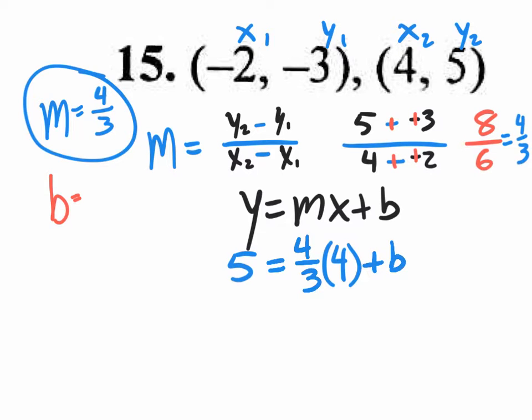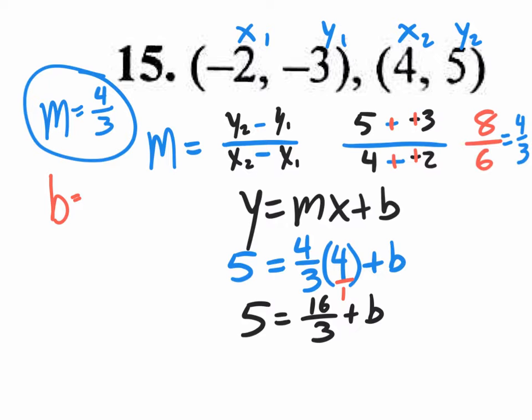So we need to multiply the fraction 4/3 times 4. That's easy to do. Just put the 4 over a 1 and multiply the top with the top and the bottom with the bottom. So my new equation will be 5 equals 16 over 3 plus b. Why 16 over 3? Because 4 times 4 is 16, and 3 times 1 is 3.